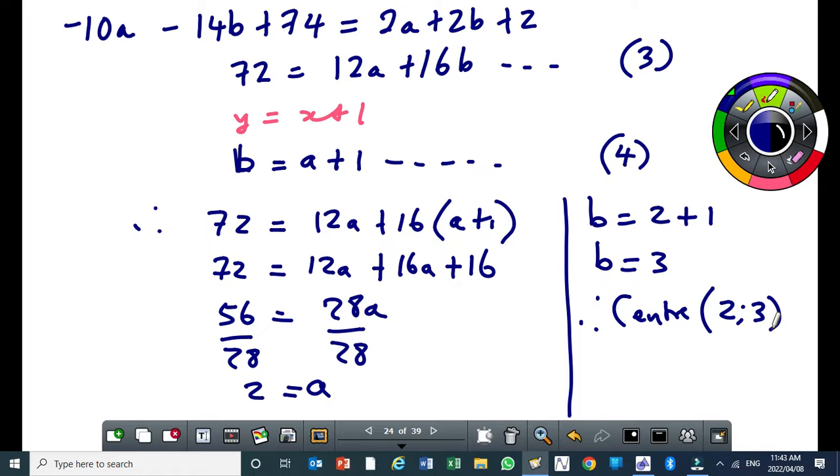Alright? Then the next thing is to calculate the length of the radius. Now, to calculate the length of the radius, we can just use any one of the 2 points on the circumference. Okay? So I'm going to use, okay, can I carry on? Yes.